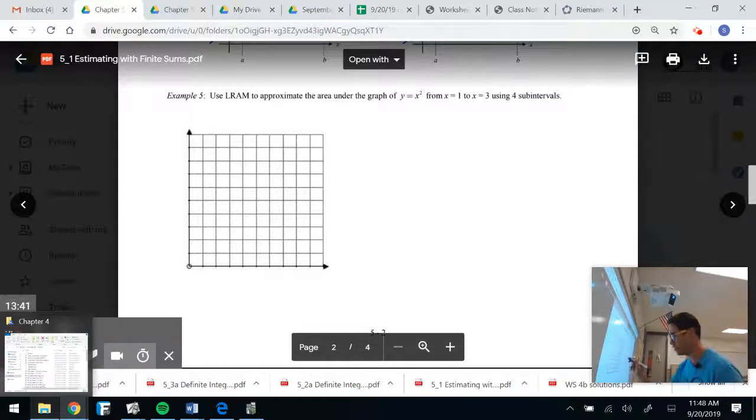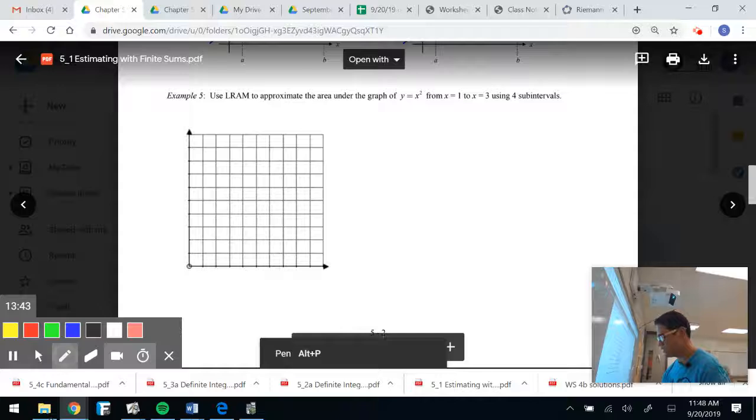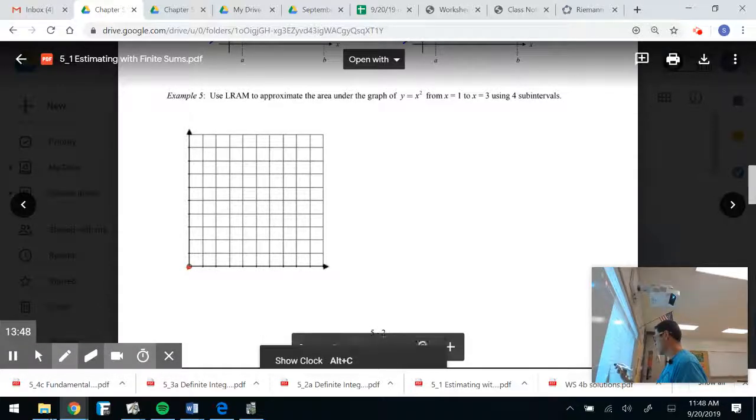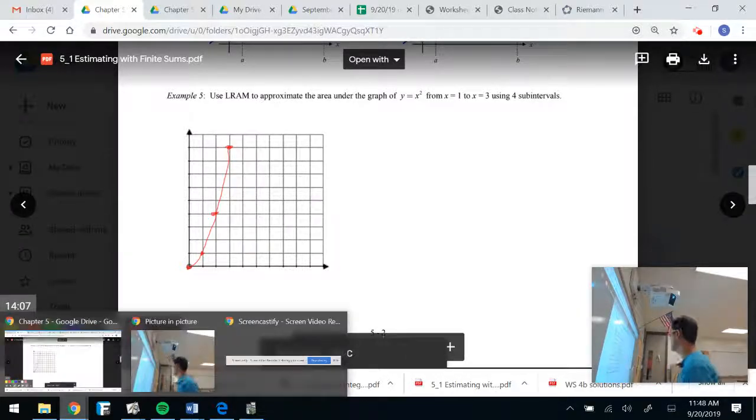All right, so let's go ahead and draw this graph so we have it. We have y equals x squared. That's 0, 0. We're going to go up to 3. We'll go 1, 1. Okay, what's that? 2, 1, 2, 3, 4. And then 3, 1, 2, 3, 4, 5, 6, 7, 8, 9. Okay, and let's make that parabola. Boom, right there. All right, so it says to use LRAM, and let's actually find the approximation.